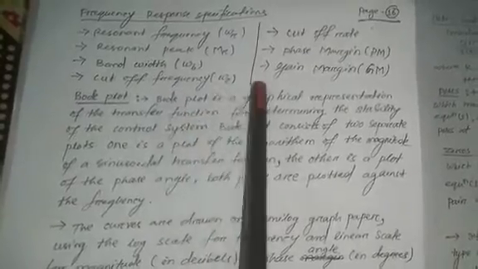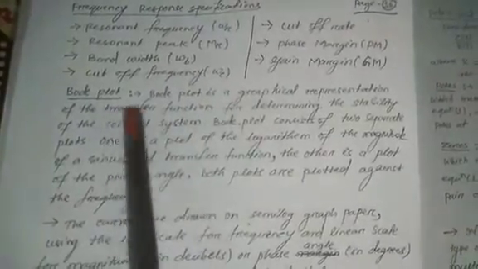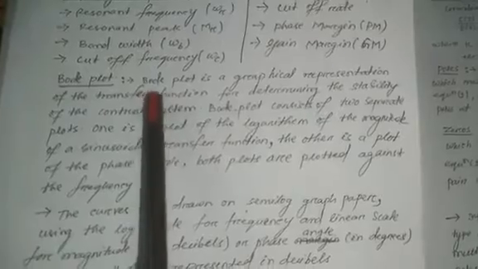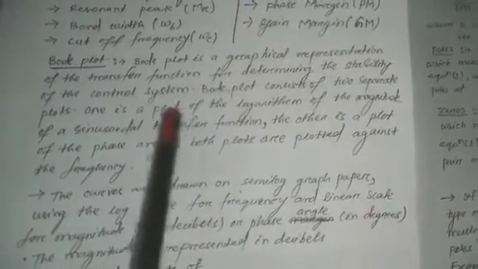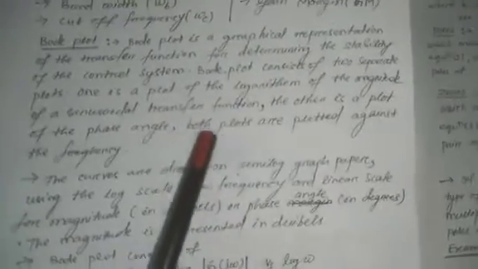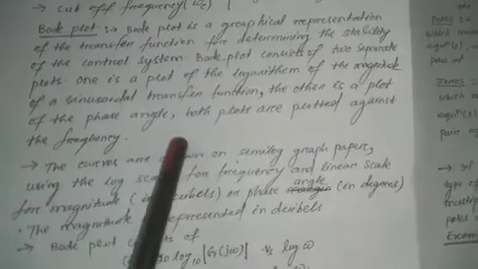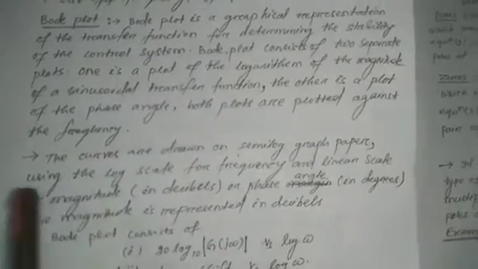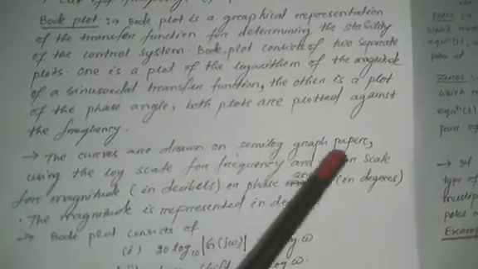Just one example, depending upon the frequency response: the Bode plot. What is a Bode plot? A Bode plot is a graphical representation of the transfer function, used for determining the stability of the control system. A Bode plot consists of two separate plots. One is a plot of the logarithmic magnitude of a sinusoidal transfer function. The other is a plot of the phase angle. Both plots are plotted against frequency. The curves are drawn on semilog graph paper.